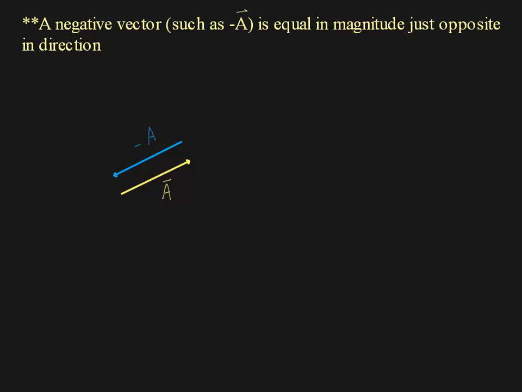Now, some of the other mathematical properties that we're going to see with vectors are this. We have A plus B. If we have just 2 separate vectors, generically A and B, that will be the same as B plus A. If we have vector subtraction, vector A minus vector B is not the same thing as vector B minus vector A. But vector A minus vector B would be the same as vector A plus a negative vector B.